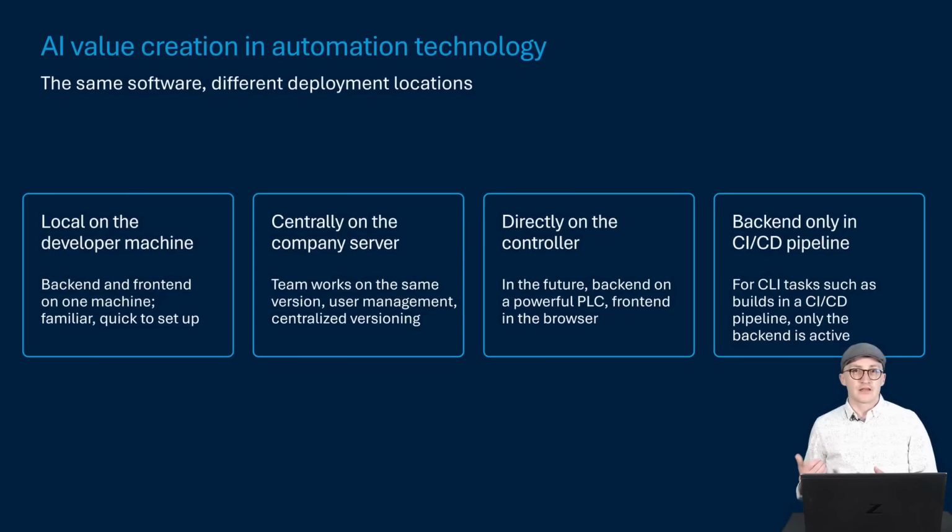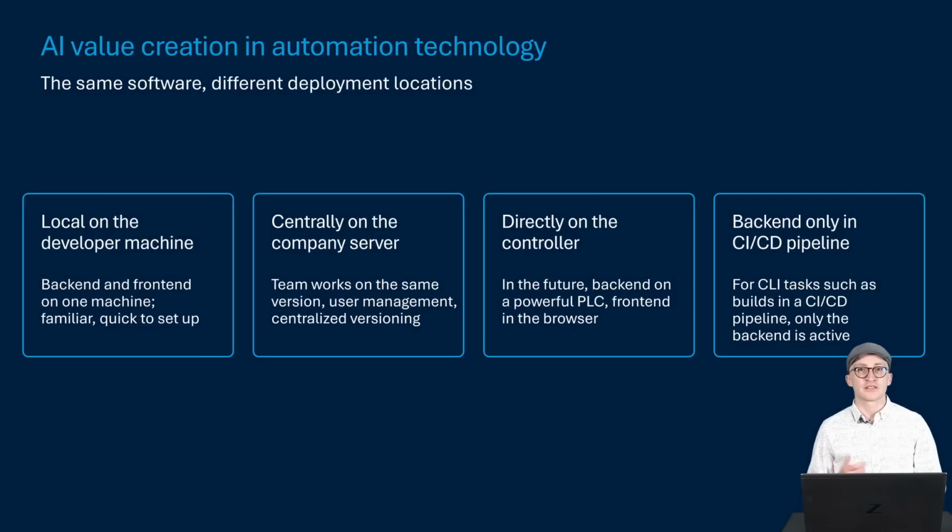Because back-end and front-end are separate, the same software can be deployed in 4 different ways. First, locally on the developer's machine. Back-end and browser on one PC. Familiar, quick to set up, and available in the first release as a Windows desktop application.